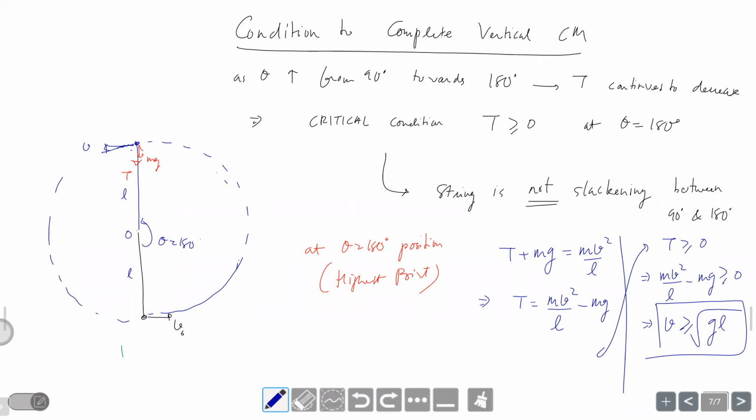Okay, sir. So even equal to root gL is good enough for completion of vertical circular motion. The problem is if it is less than root gL, because then I'm getting the condition that tension here is negative, which means it never reaches this point. It means the string slackens somewhere before it reaches that point.